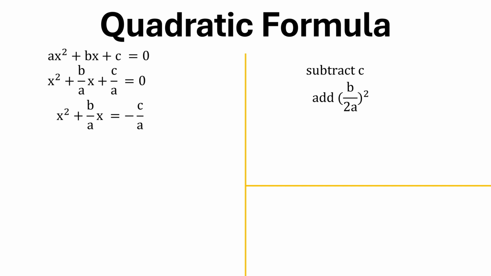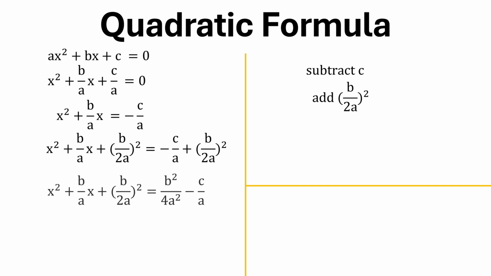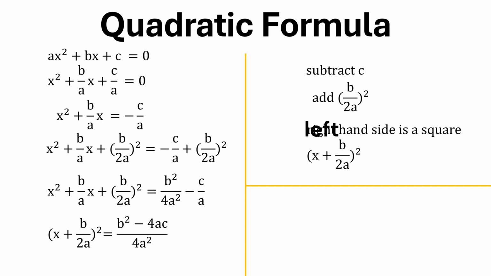So we have x squared plus b over a x plus b over 2a squared equals minus c over a plus b over 2a squared. Then we have x squared plus b over a x plus b over 2a squared equals b squared over 4a squared minus c over a. The left-hand side is a square of the form x plus b over 2a, all squared. Next, we have x plus b over 2a, all squared, equals b squared minus 4ac, divided by 4a squared.